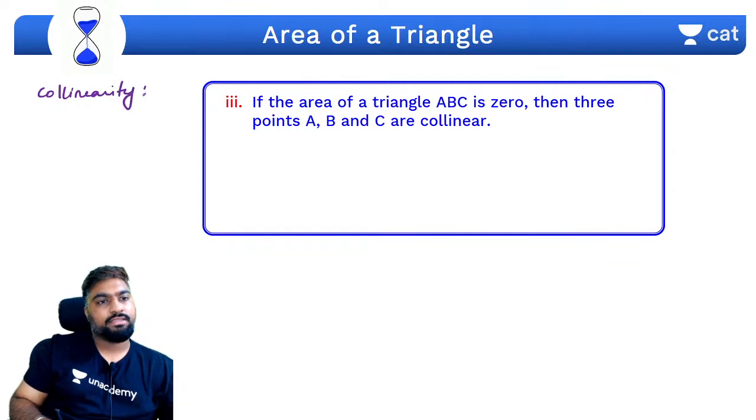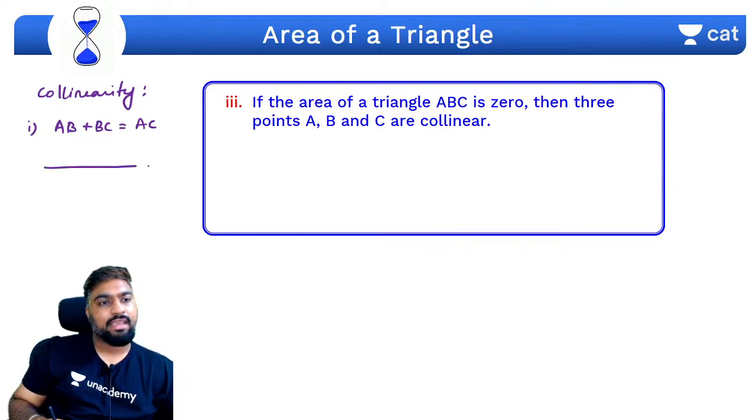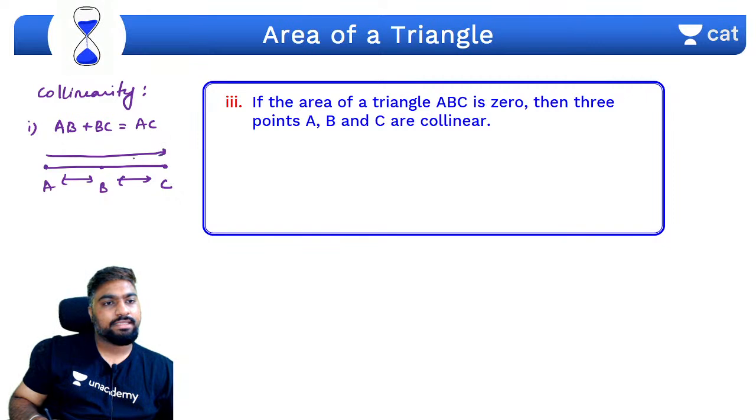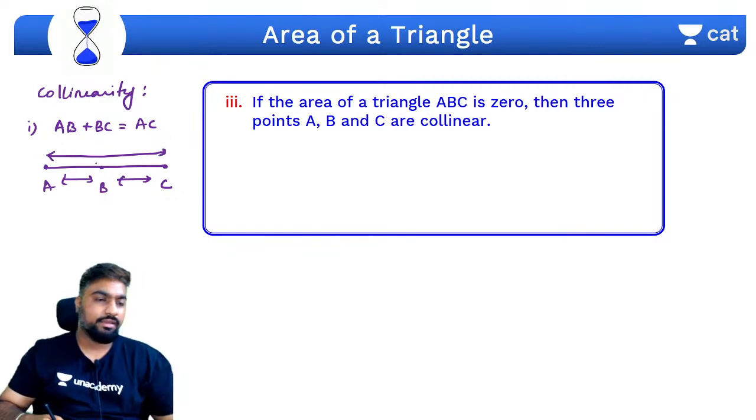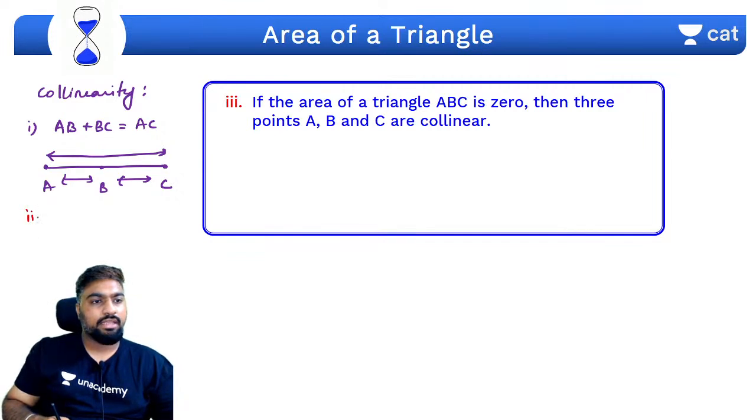there are two ways. One, you either go for this, AB plus BC is equal to AC, sum of any two sides if it's equal to the third side, तो वो तीनों points collinear है, lying on the same line, correct. So if I say this is A, B and C, AB plus BC, if it is equal to AC, then what do you get? That they are collinear. This is one way. The other way to go for it would be what? Going for the area of the triangle.